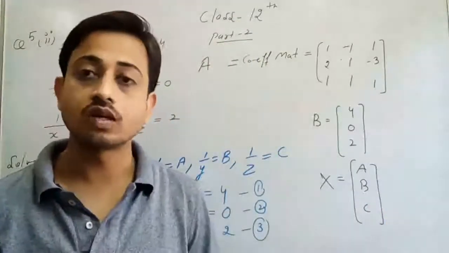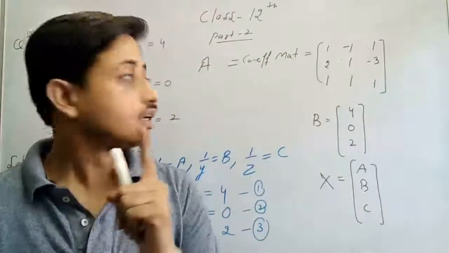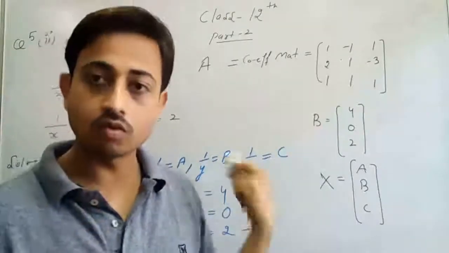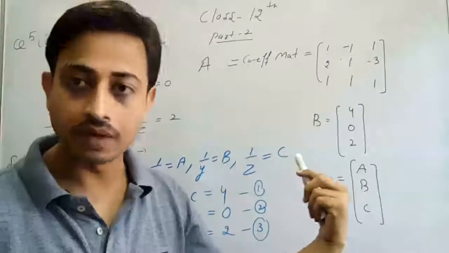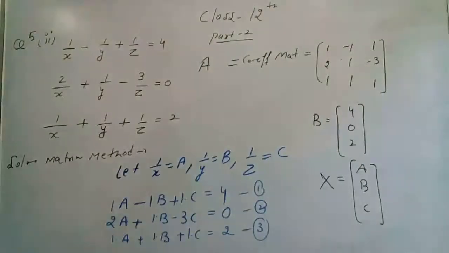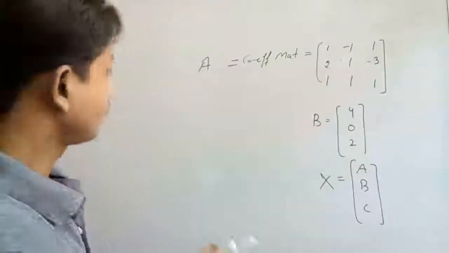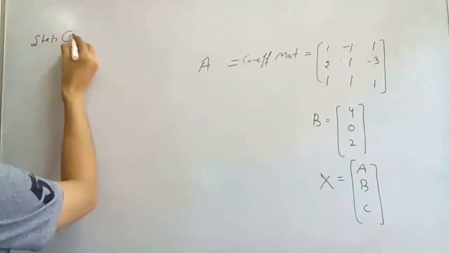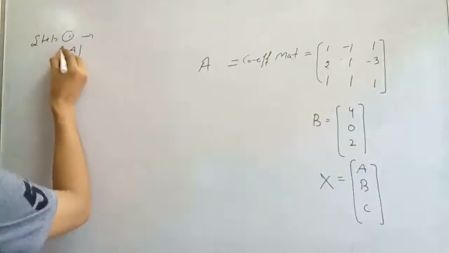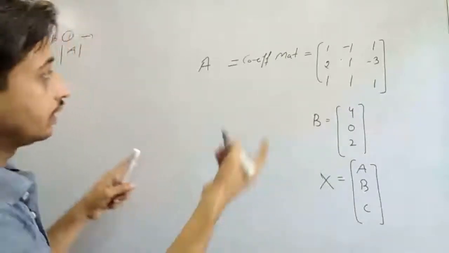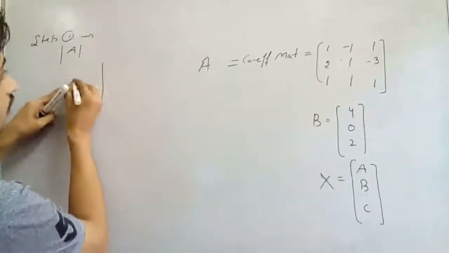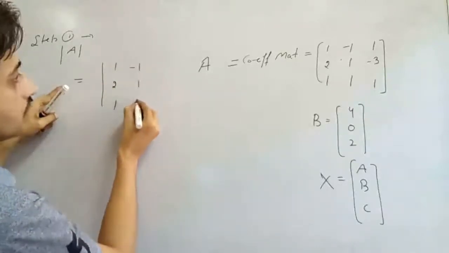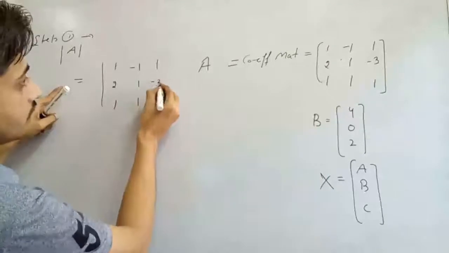Now our next step is to find the adjoint of the coefficient matrix. Please make a note. Step 1 is to find the determinant of A, where the matrix is 1, 2, 1, minus 1, 1, 1, 1, minus 3 and 1.